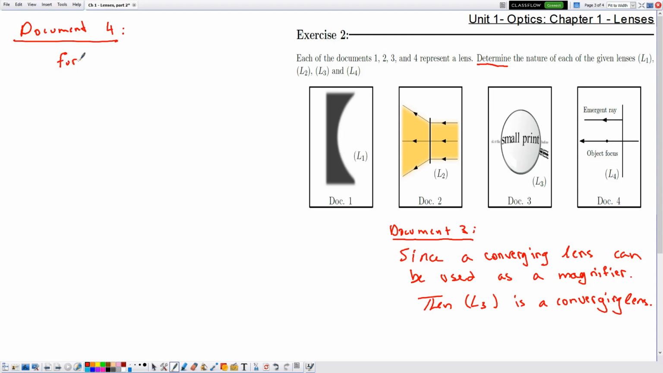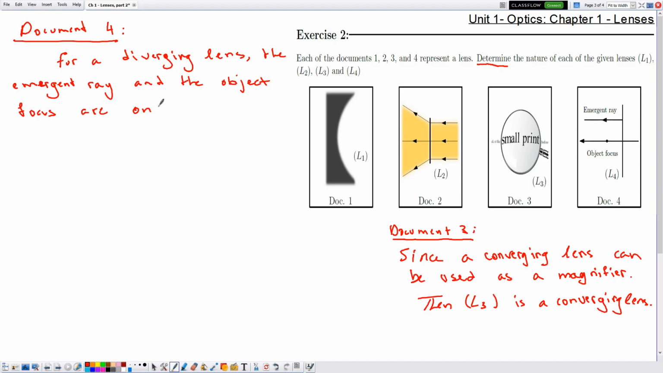For a diverging lens, the emergent ray and the object focus are on the same side. Therefore, L4 is a diverging lens.